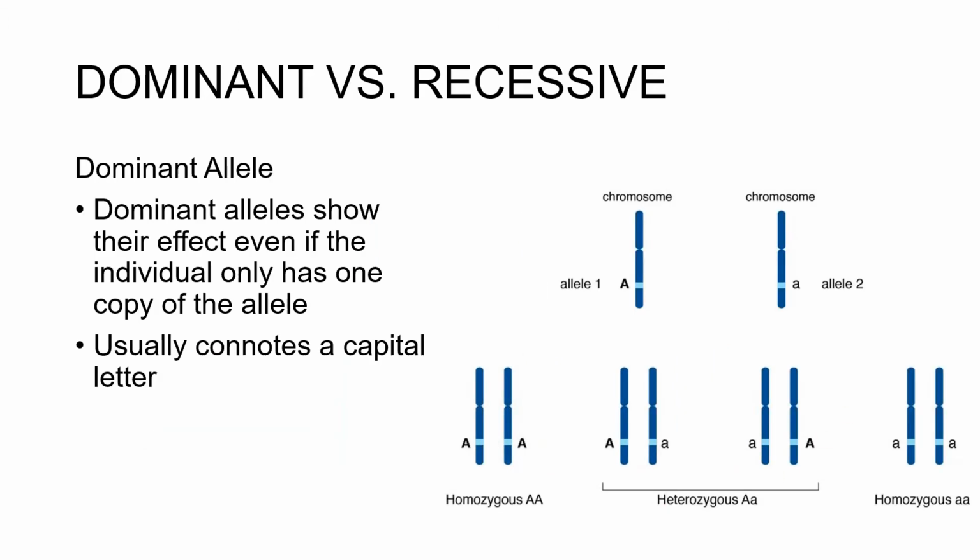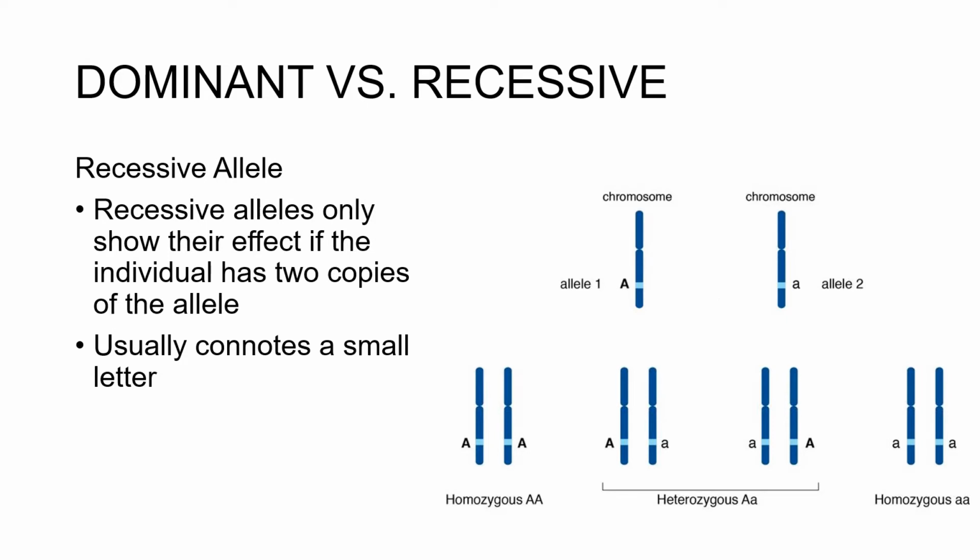So, we have here what we call the dominant allele. When we say dominant allele, it shows its effect even if the individual only has one copy of that allele. So usually it connotes a capital letter. Kahit iisa lang yung allele na yon doon sa gene, it will express itself pa rin. It usually connotes a capital letter A.